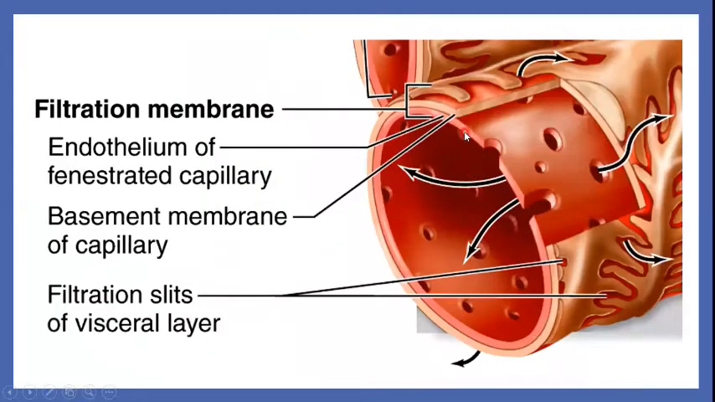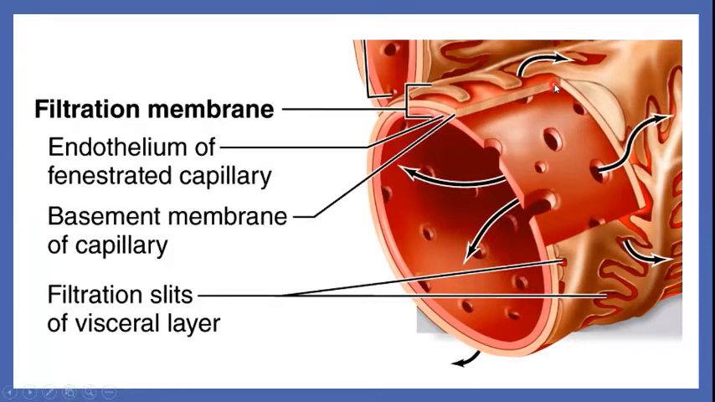This picture shows us a close-up view where we can see the endothelium layer of the capillary. This layer is not very thick and it has these pores that allow maybe a medium-sized protein to go through. We can see right here they're coming out into the capsular space. But next up, there's a layer of basement membrane.